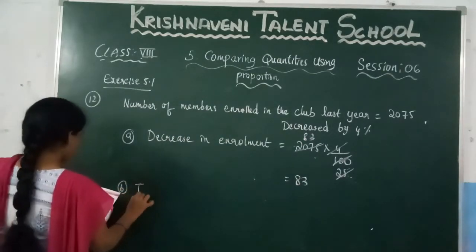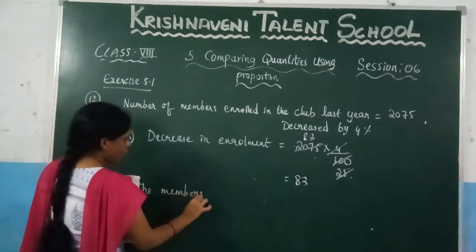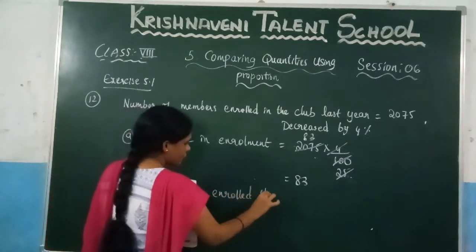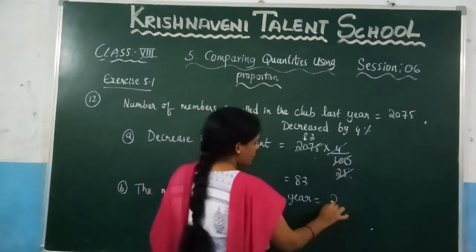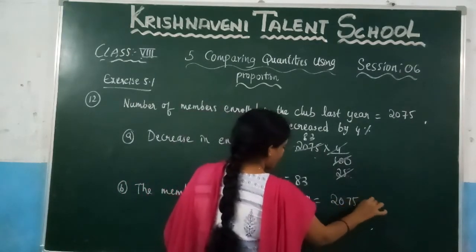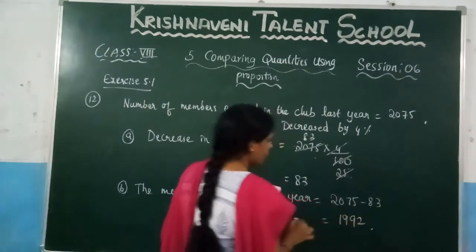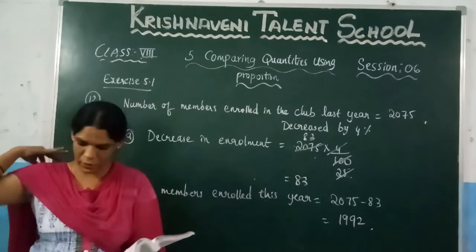Now what is the second question they have asked in this one? The members enrolled this year, the present year. How to get it? You just need to subtract 2075 minus 83. What are you getting here? 1992. This is the problem. Now go for the next problem.